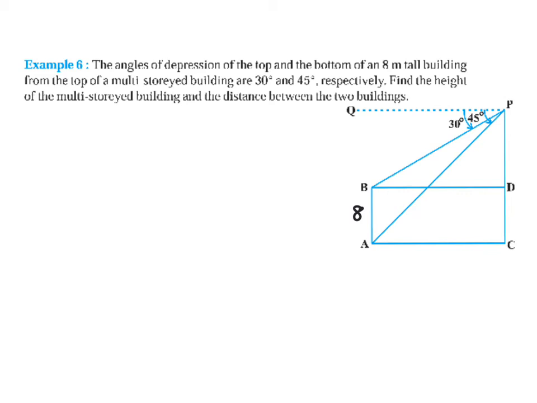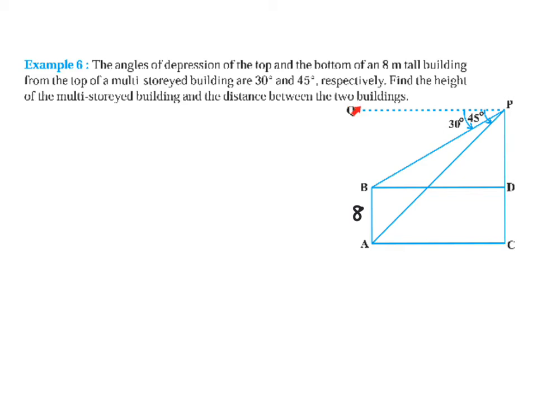Now this is a multi-storied building PC. From the top of the multi-story building to the top of this, the angle of depression is 30 degrees. From the multi-story building to the bottom of this building, the angle of depression is 45 degrees. So we need to find the height of the multi-story building, PD plus BC.